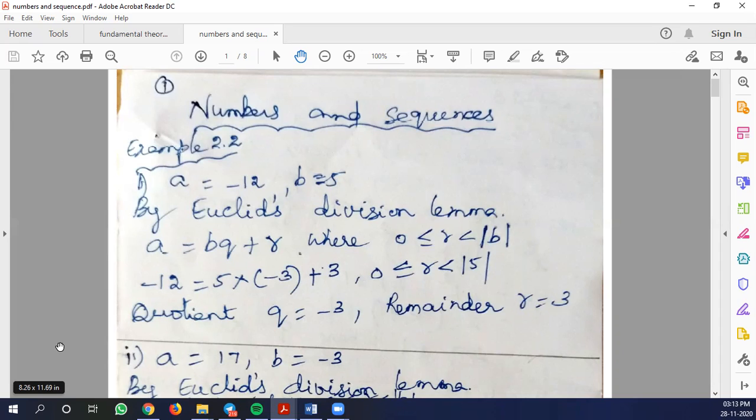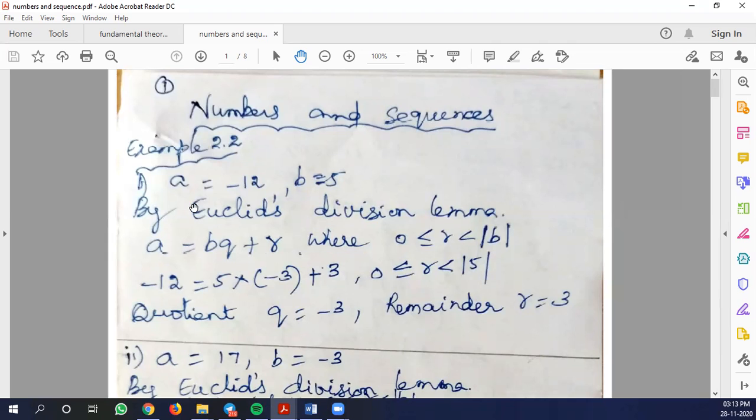Let a and b be any two positive integers, then there exist unique integers q and r such that a is equal to bq plus r. Okay, so here this is a is equal to bq plus r. This is called Euclid's division lemma.